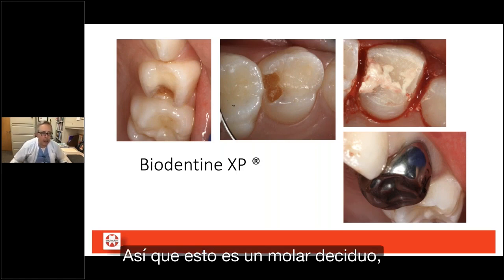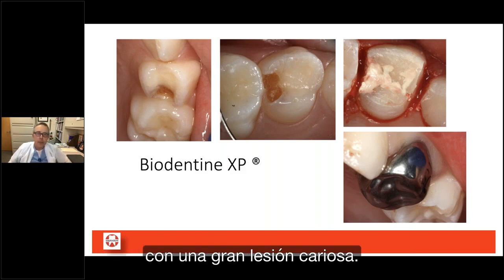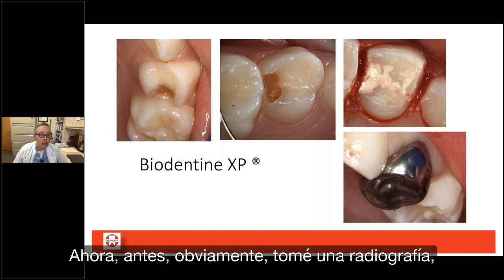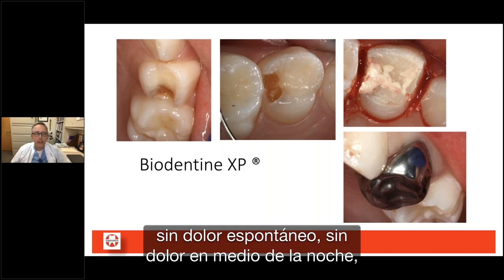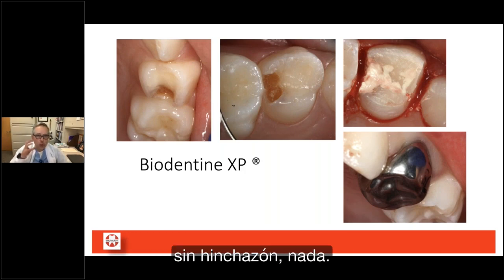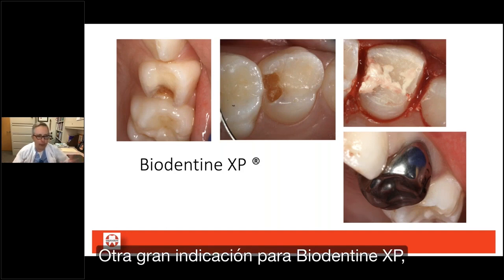So this is a baby molar. Actually, this is a maxillary baby first molar with a large caries lesion. Before, obviously, I took a radiograph, with no radiographic changes, and the patient was not having any pain, no spontaneous pain, no pain in the middle of the night, no swelling, nothing. So I said, well, here we go. One more great indication for Biodentine XP.